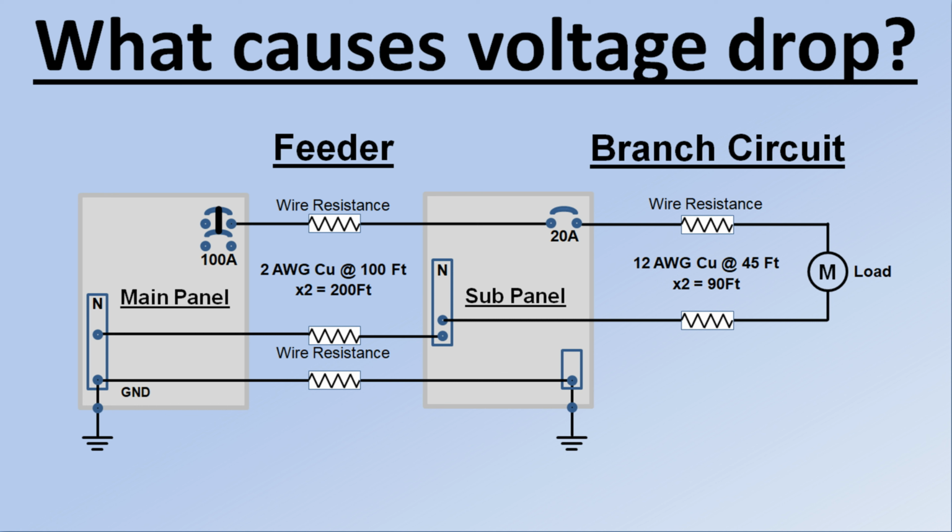So, although copper and aluminum are good conductors, because of their resistance, the longer the conductor, the more it acts like a resistor. And due to the resistance in circuit conductors, the voltage at electrical equipment will be less than the voltage of the power source.